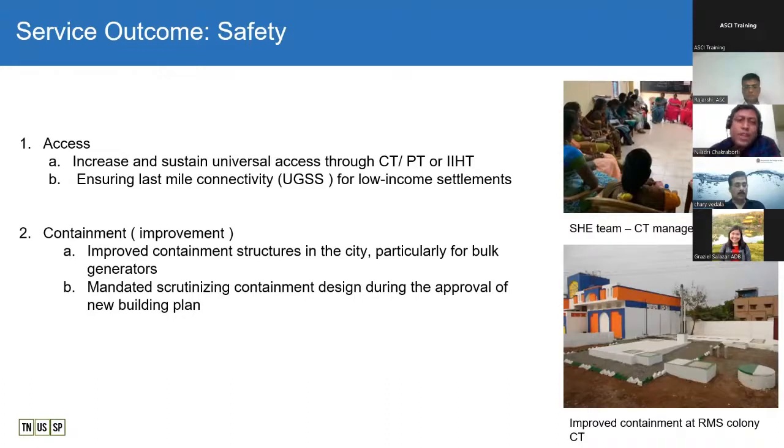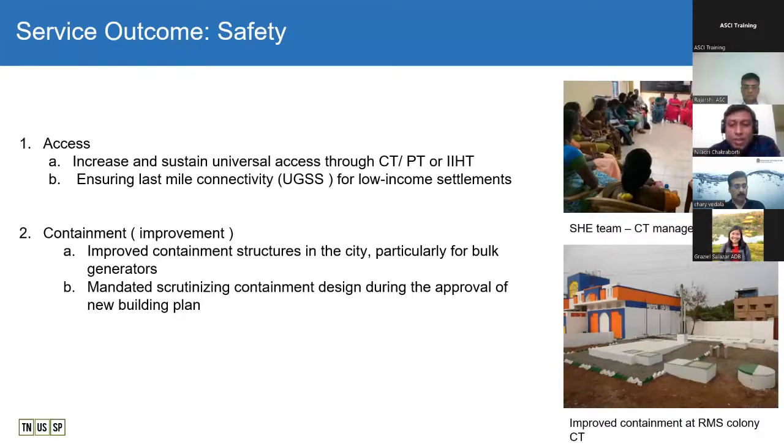So if we move to the containment side, our work has been mostly on demonstration. Questions, I will be responding to at a later stage. I'm seeing the questions are coming. Yes. So on the containment side, it is mostly demonstration. Again, the demonstration is categorized in two ways. One is the household level, and one is the community toilet level, or the bulk generator, which we kept on telling, the bulk liquid generator.